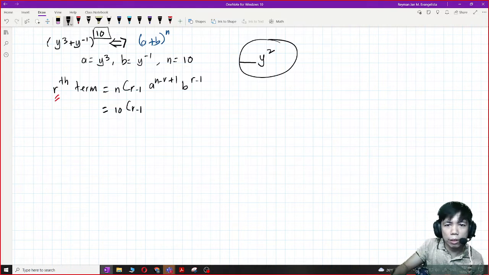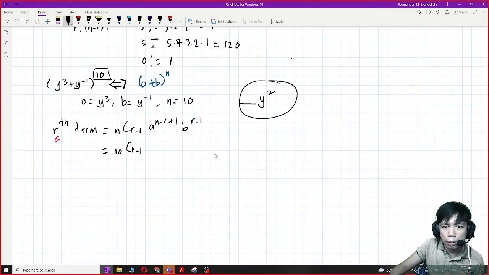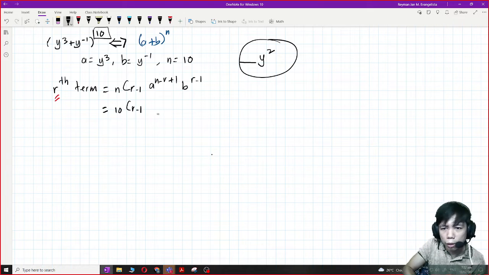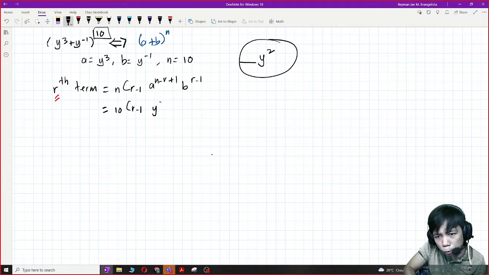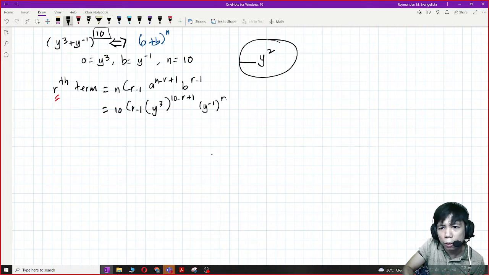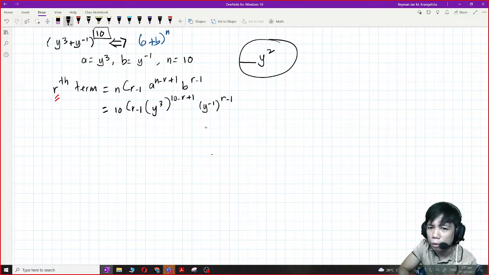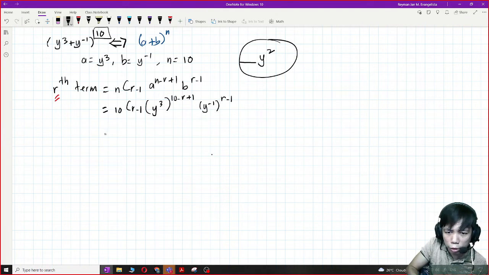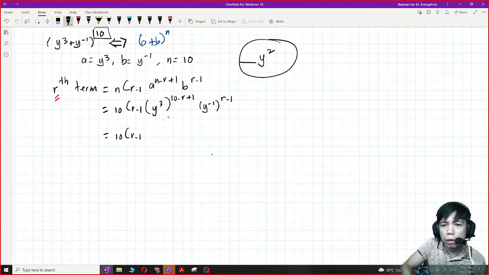Yung a natin is y cube. Okay, check lang doon. Ayan. Okay, y cube. So, y cube raised to n natin is 10 minus r plus 1. Yung ating b guys is y raised to negative 1. So, y raised to negative 1, raised to r minus 1. Okay? Ito guys, assist lang yan. Sulat mo lang siya yan. 10C(r minus 1). Okay, simplify natin.